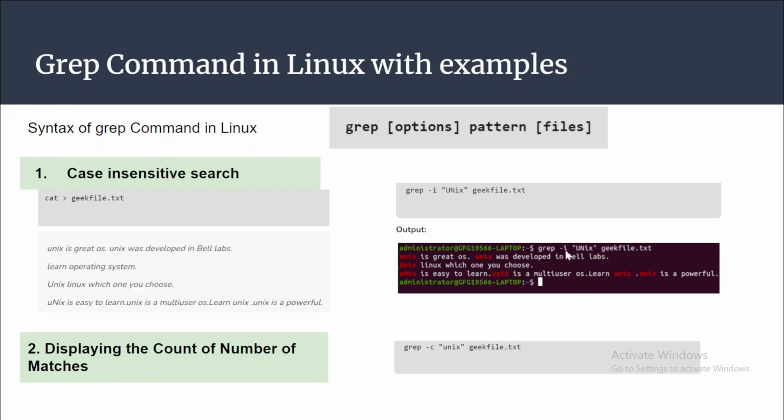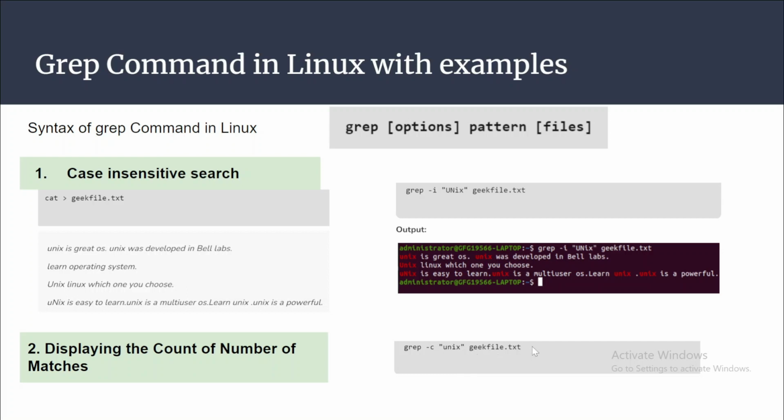When I run this command, you can see all the Unix words are highlighted. Even if you have a small u and uppercase n, it is also highlighted because we used the -i option. So this is the way to see all the contents containing this particular string, Unix. Next, you can also display the count, how many matches you have in this file, using the -c option. So -c gives you the count for this particular pattern, and this is your file name.